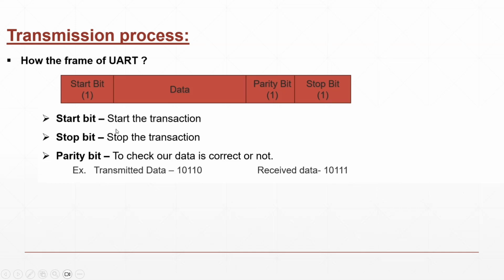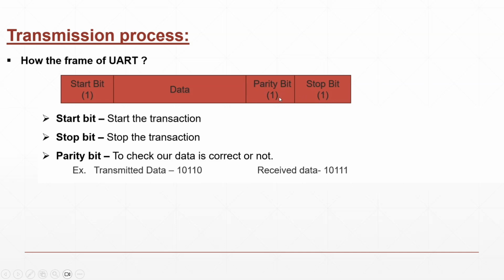What is the use of the start bit? It marks the start of the transaction, and the stop bit means stop the transaction. The parity bit checks whether our data is correct or not. Whether the start bit is 1 or 0, I will explain in the Verilog code. Based on the start bit, the receiver will check and respond on whether the data should come or not. Similarly, based on the stop bit, it detects at what time the data receiving should stop.